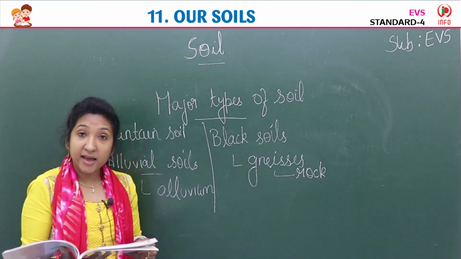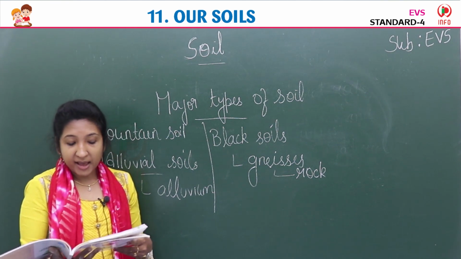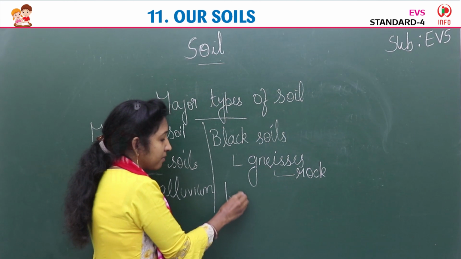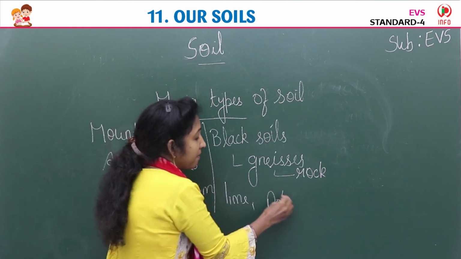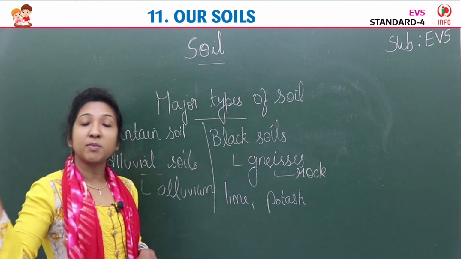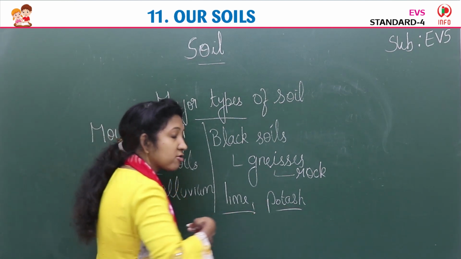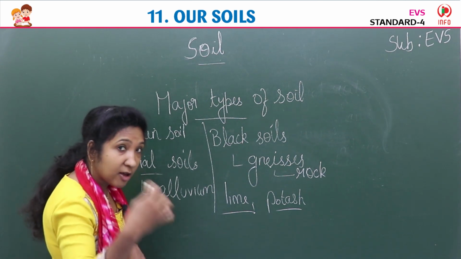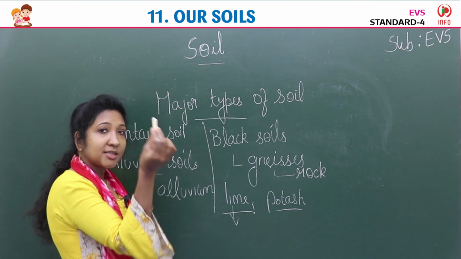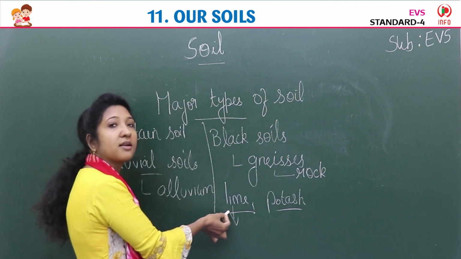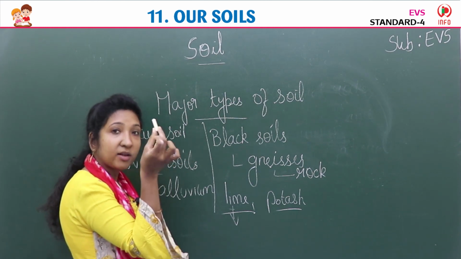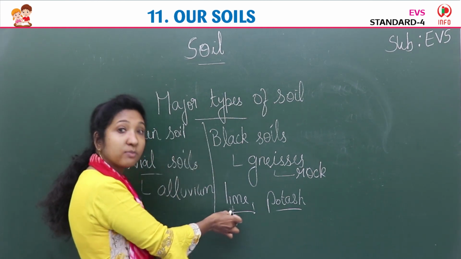They contain a high percentage of lime and a moderate amount of potash. Lime and potash are minerals, children. I already told you black soil is rich in minerals. So lime, potash and other minerals are present in this soil. Chalk is made from lime or limestone, we say. Our chalk contains this mineral, lime or limestone.